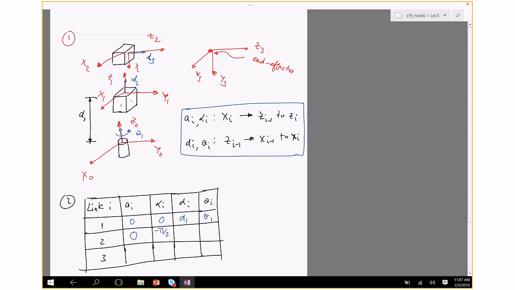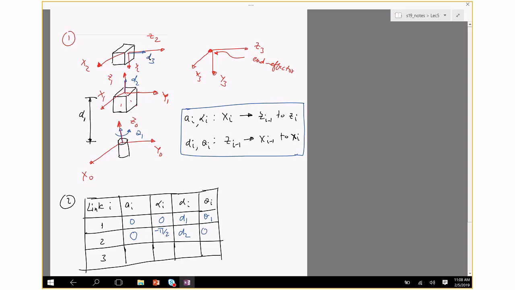Okay, next I put i equals 2. So I have the distance from X1 to X2 along Z1. X1 is this way, X2 is parallel upwards, and Z1 is this way. So we need to find the distance from this axis to this axis along this direction. So clearly that is d2. And then the angle from X1 to X2 along Z1: since they are lined up parallel to each other, the angle is 0. If it was slightly skewed, it would still end up at 0. So it is 0.